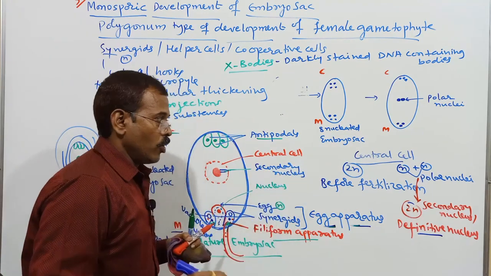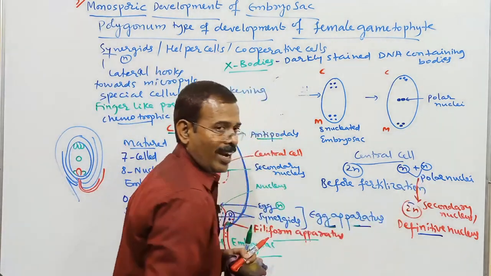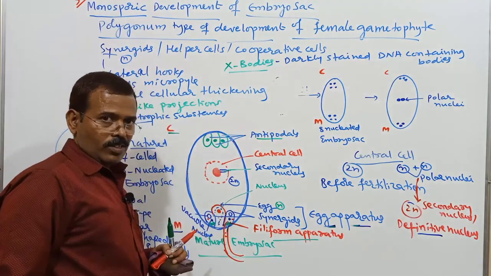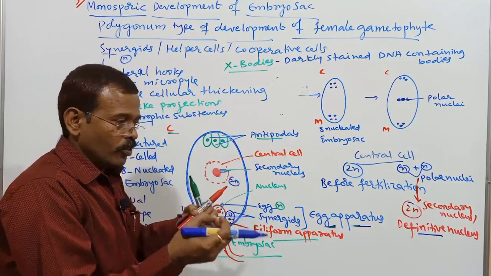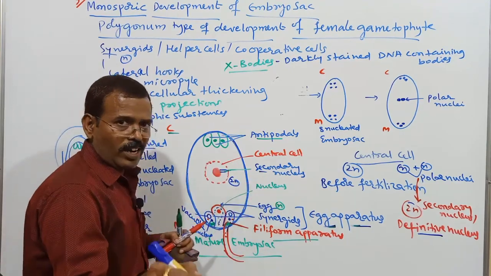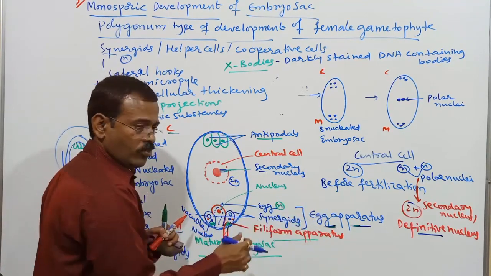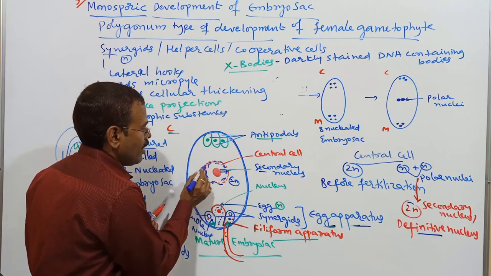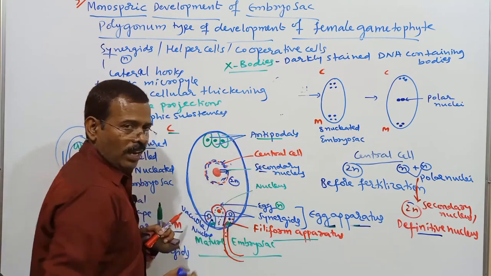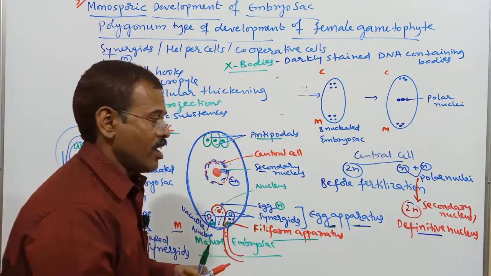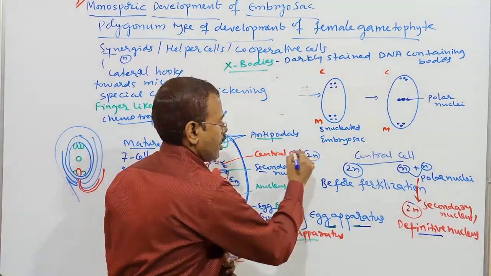The secondary nucleus is formed by the fusion of two haploid polar nuclei. So this is the only diploid structure. Secondary nucleus formed due to the fusion of two polar nuclei is a diploid structure, that is secondary nucleus or definitive nucleus, and the cytoplasmic area around that, this entire thing we call the central cell. The central cell is the largest cell in the female gametophyte and it is diploid in nature.